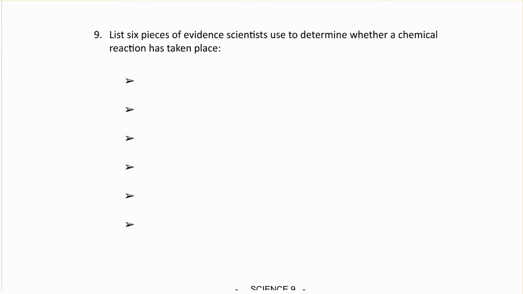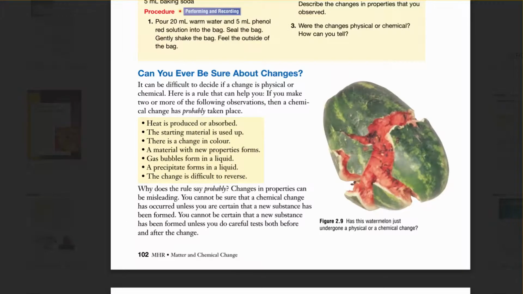Moving on. Number 9 says list 6 pieces of evidence scientists use to determine whether a chemical reaction has taken place. It's right in your textbook too, and it even says probably taking place there, because it's not a cut and dry thing. So here's actually more than 6.